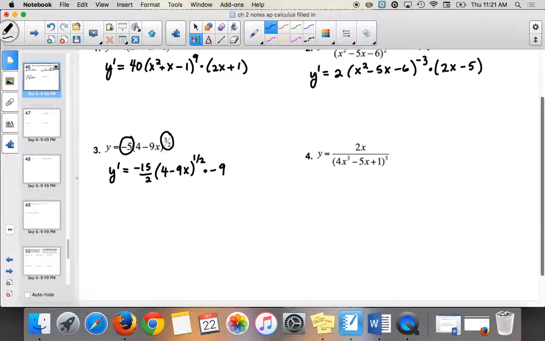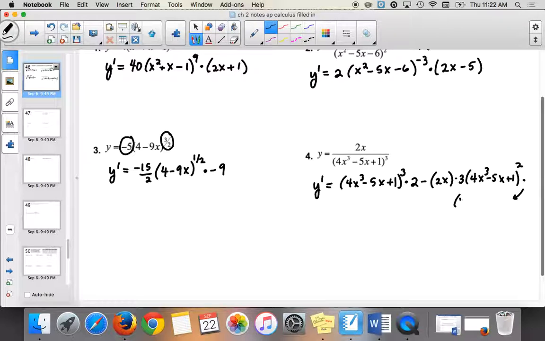All right, this next one, I'm going to do the quotient rule. So I have y prime equals low d high, the derivative of high is 2, minus high, d low. D low is going to be 3 times 4x cubed minus 5x plus 1 squared times the chain. I don't have room, double-decker numerator. So times 12x squared minus 5, all over the square of what's below.